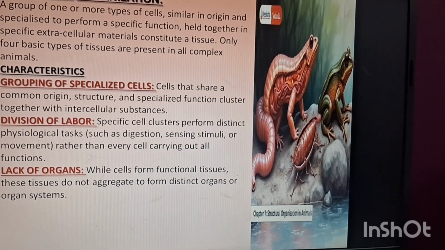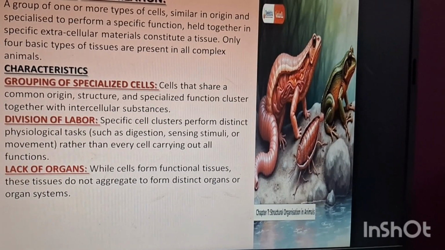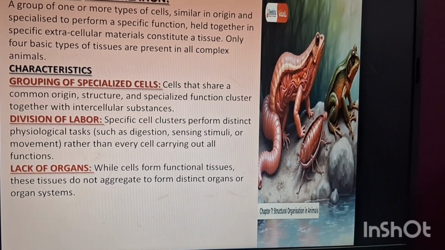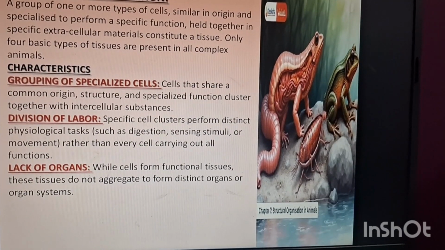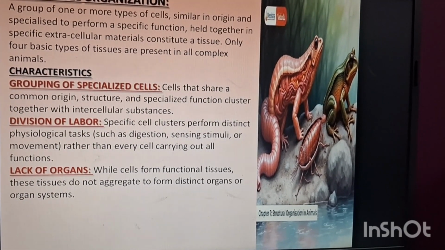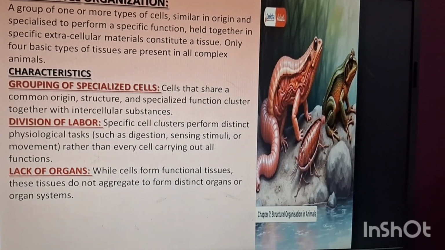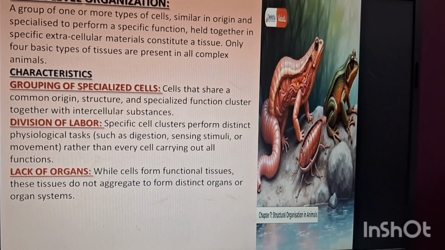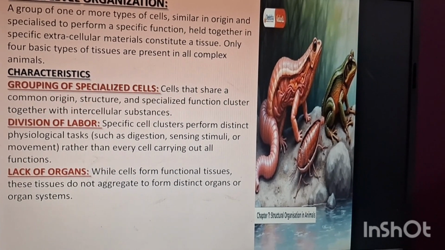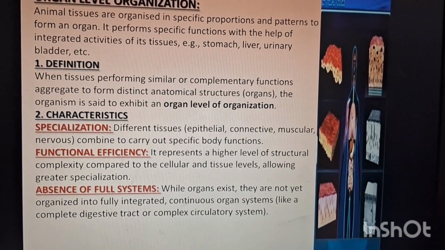Next, division of labor. Specific cell clusters perform distinct physiological tasks such as digestion, sensing stimuli or movement, rather than every cell carrying out all functions. Next, lack of organs. While cells form functional tissue, this tissue does not aggregate to form distinct organs or organ systems. Next, organ level organization.